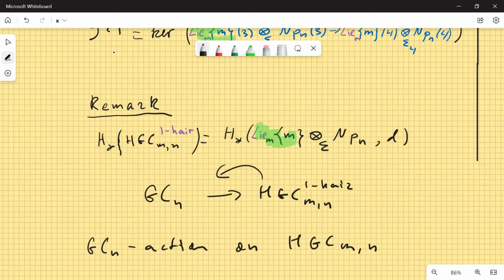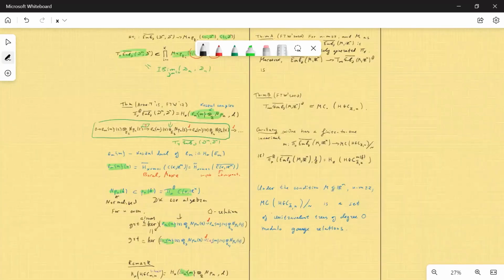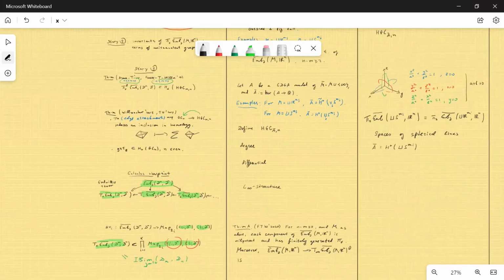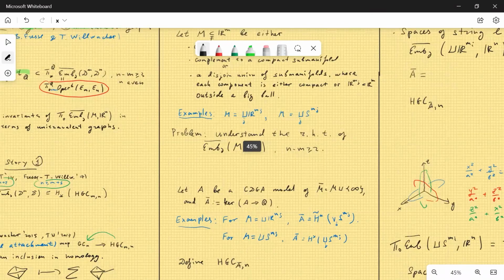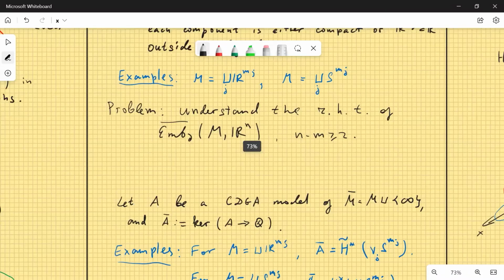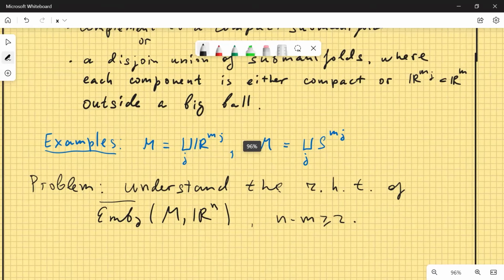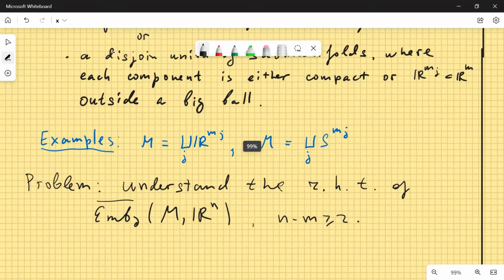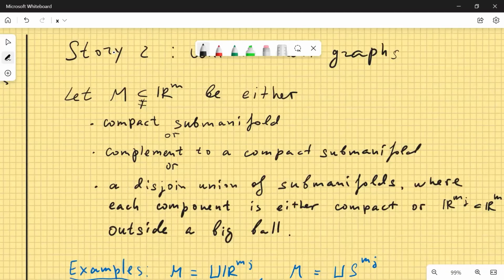Okay, good. So this is the end of the first story, and now let me move on to the second story of my talk, and it will be about unitrivalent graphs. How we can obtain invariants from unitrivalent graphs for high-dimensional embeddings. Okay, so we get that.